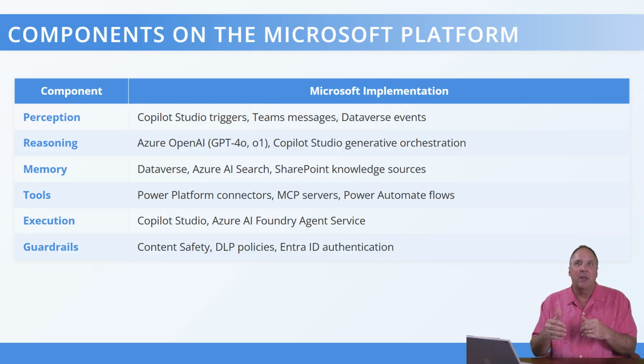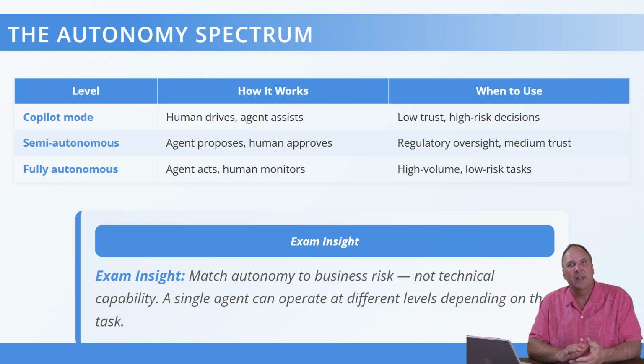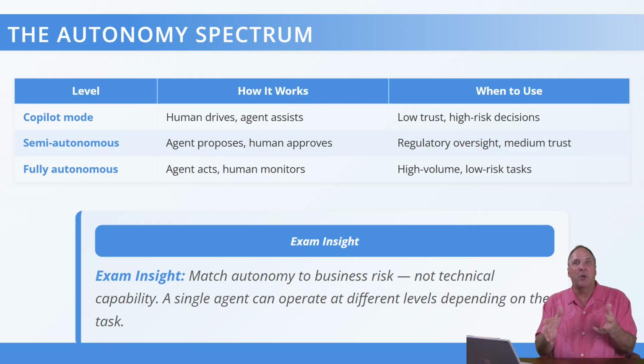When the exam describes a business need, you need to quickly map it to the right component in the right platform. That's the skill this table builds. Once you know the components, the next design decision is how much freedom to give the agent. This is the autonomy spectrum, and it's one of the most important design choices you'll make.